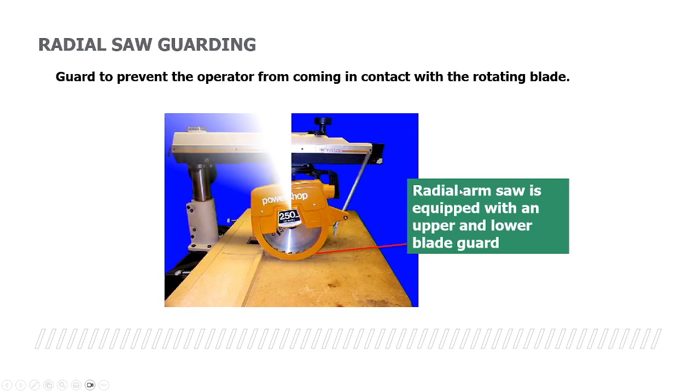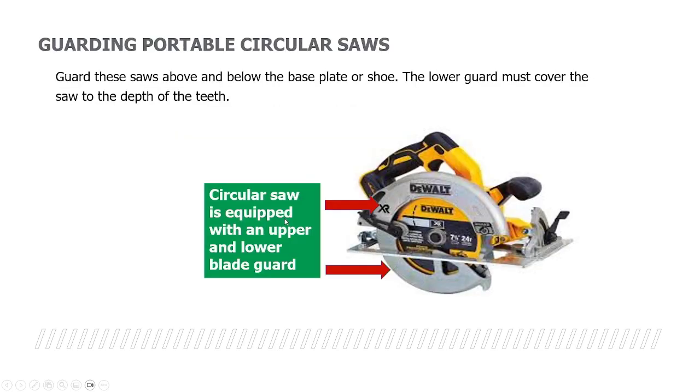You've got radial arm saw guarding. Here's an example right here to prevent the operator from coming in contact with the rotating blade. This particular saw is equipped with an upper and also a lower guard. As you can see, it's guarded at the very top up here, and it's also got a guard down here at the very bottom. When you come in contact with your work, the guard will actually slide open, and when it does, it will cut the piece of wood, but it still has a good amount of the blade guarded for that particular cut.